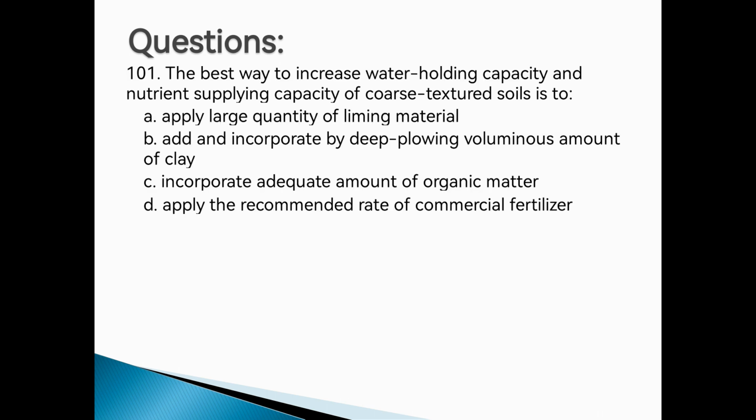Question 101. The best way to increase water holding capacity and nutrient supplying capacity of coarse textured soils is to A. Apply large quantity of liming material, B. Add and incorporate by deep plowing voluminous amount of clay, C. Incorporate adequate amount of organic matter, D. Apply the recommended rate of commercial fertilizer. The correct answer is C. Incorporate adequate amount of organic matter.